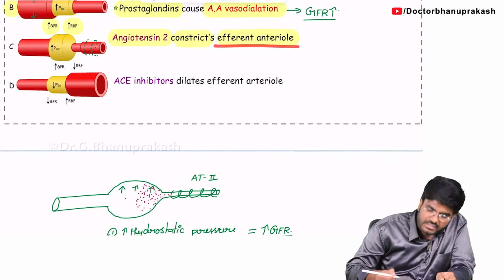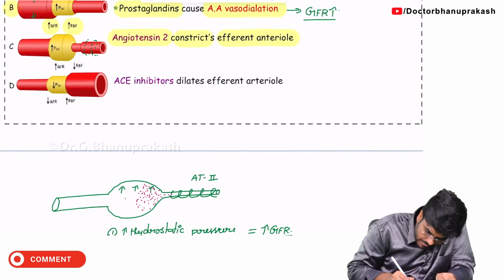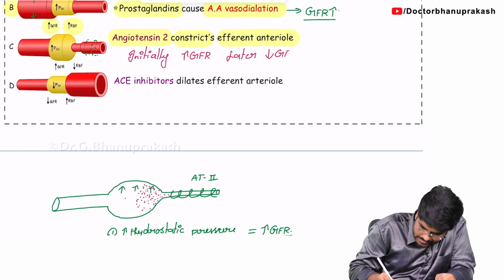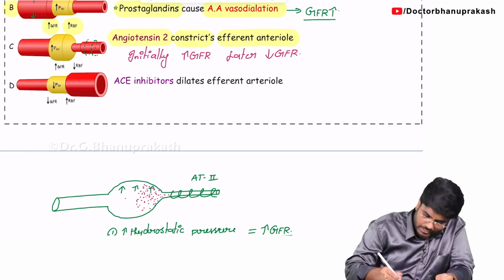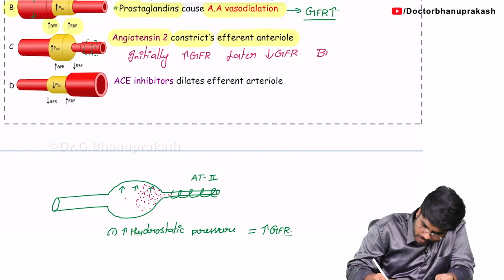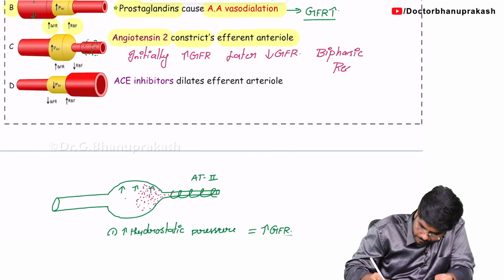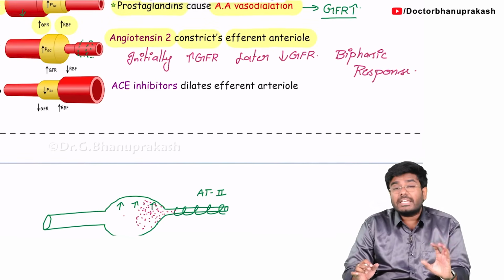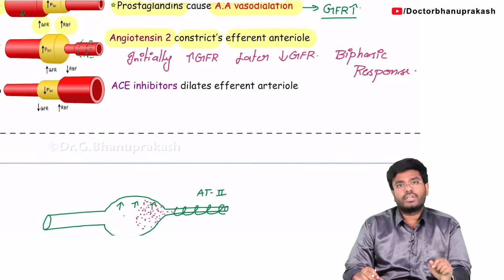Whenever the efferent arteriole is constricted, initially there is an increase in GFR, later there is a decrease in GFR. This is called a biphasic response. Okay, this is called what? Biphasic response. So biphasic response is seen in efferent arteriolar constriction with the help of angiotensin 2.